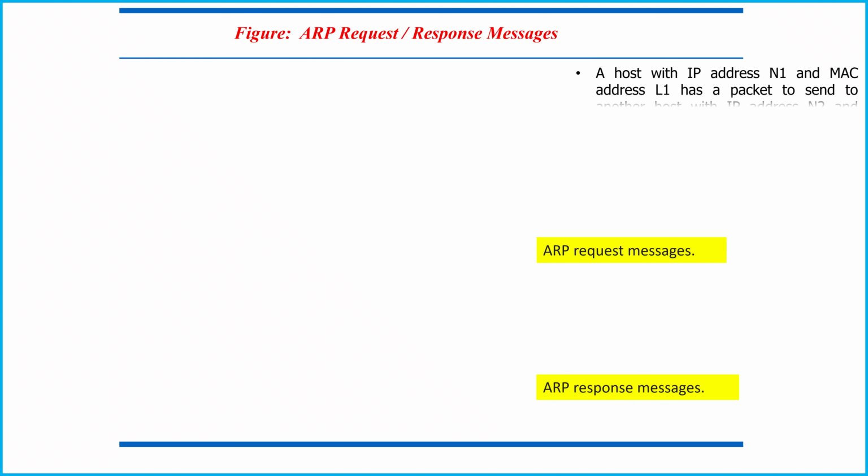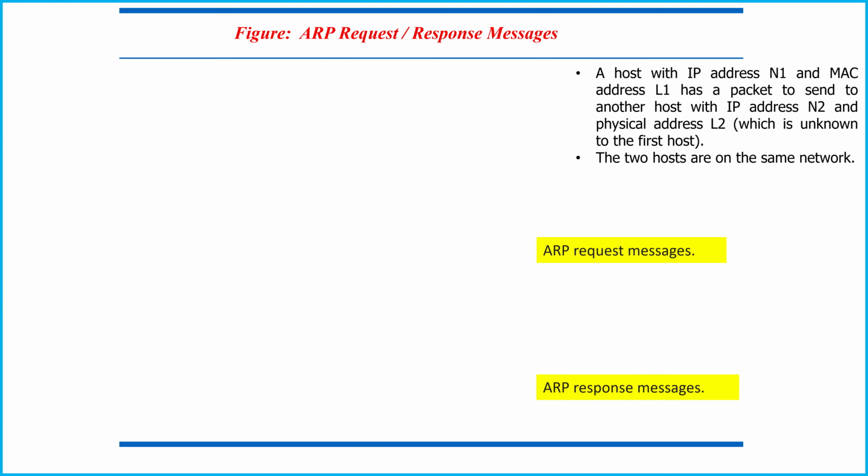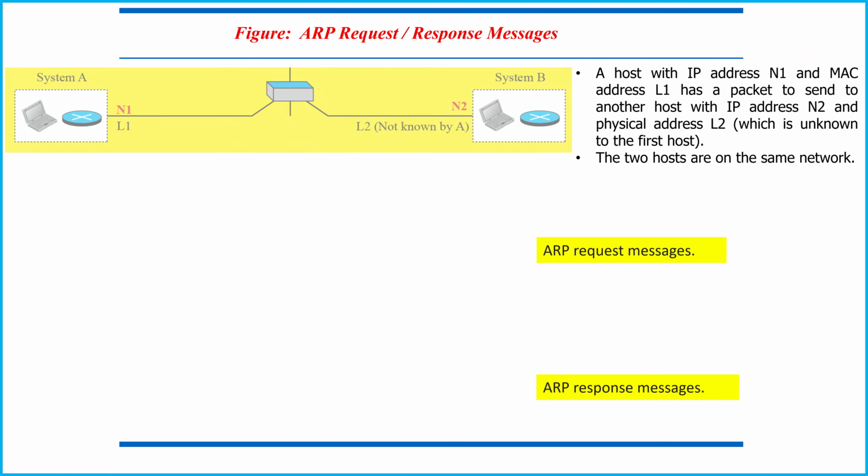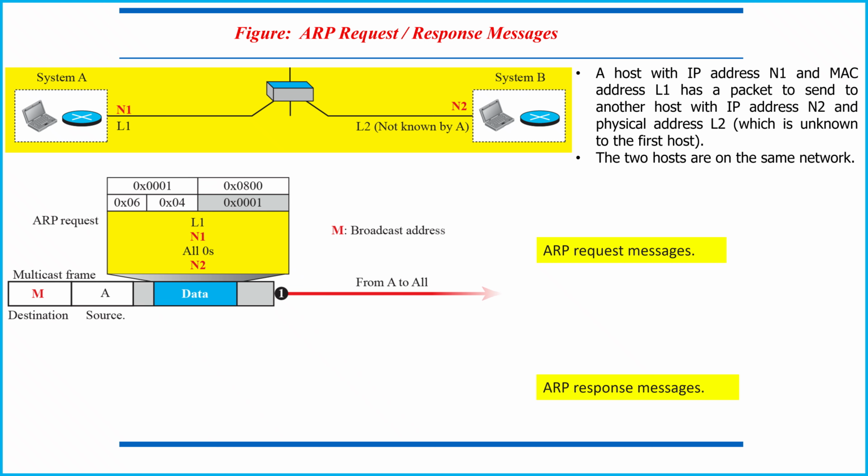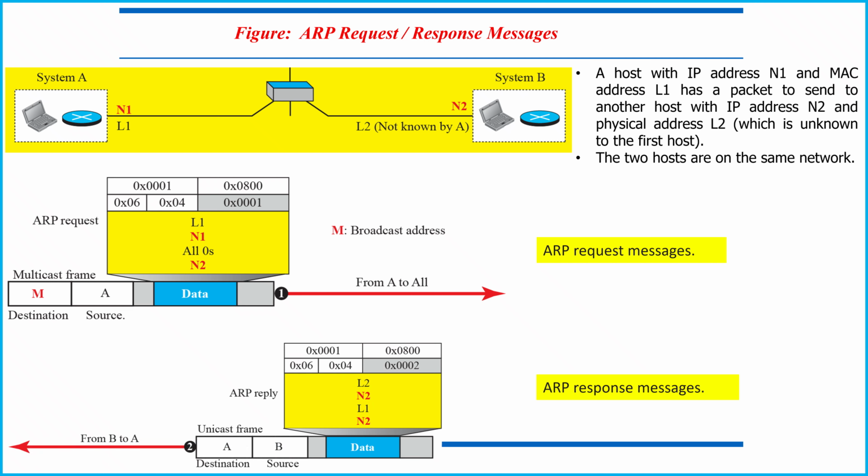Here we show the demonstration of ARP request and response. A host with IP address N1 and MAC address L1 has a packet to send to another host with IP address N2 and physical address L2. As we have seen in the previous slide, here in this picture we can see that the hardware type, packet type, hardware length, and protocol length have been implemented in the ARP request message. So the data will have a message along with these ARP protocol details. After getting the request from the sender side, the receiver will send a reply message with the same ARP packet format.